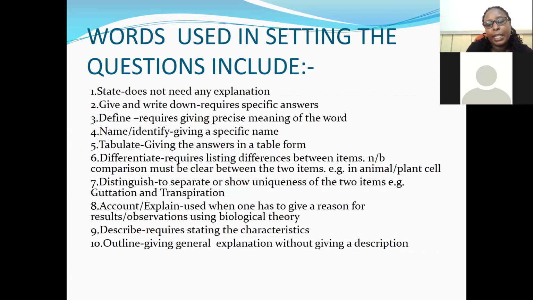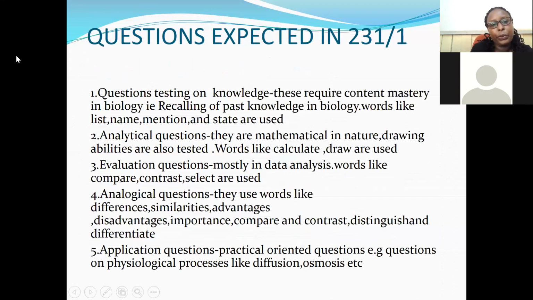Those are some of the common words, and not all of them apply to paper 1. We also have most of the words used in paper 2 and paper 3. Next, I'm going to take you through the other subtopic, which is on how students lose marks. Before we go to that, I'm going to take you through some of the questions which are expected in paper 1.